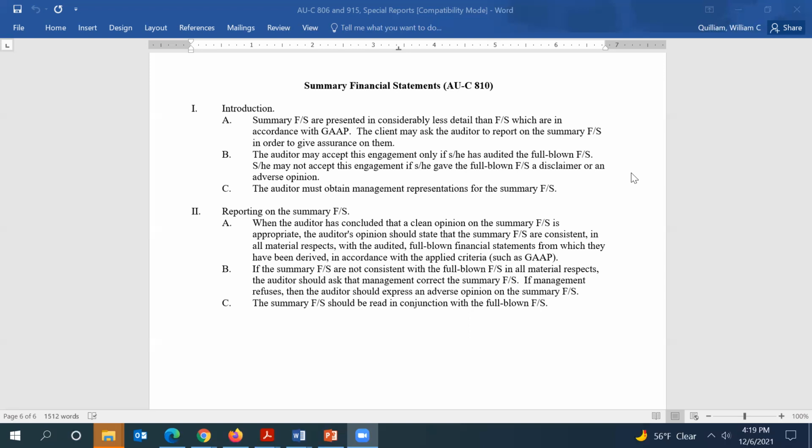Well, then reporting on these summary financials. When the auditors conclude that a clean opinion on the summary financials is appropriate, the auditor's opinion states that the summary financials are consistent in all material respects with the audited, full-blown financial statements from which they've been derived, in accordance with the applied criteria such as GAAP, whatever basis the full-blown financials are on, usually GAAP. So notice we're not giving an opinion that those summary financial statements are in accordance with GAAP, but only that they are in accordance with the full-blown financials from which they came. So they're a good summary.